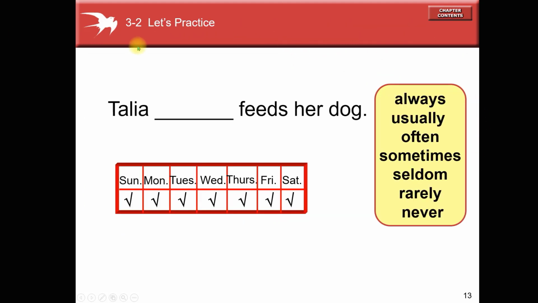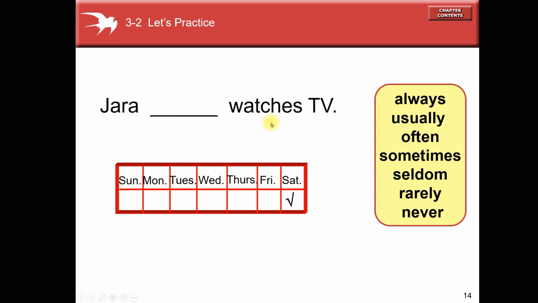Now let's practice. Now look at this calendar. From Sunday to Saturday, that means every day. What do we use? Always, usually, often, sometimes, seldom, rarely, or never. It's very simple. Always, because it's every day. Okay? Now, Hara watches TV only one day. What is it? Yes, it's seldom. All right, seldom watches TV.